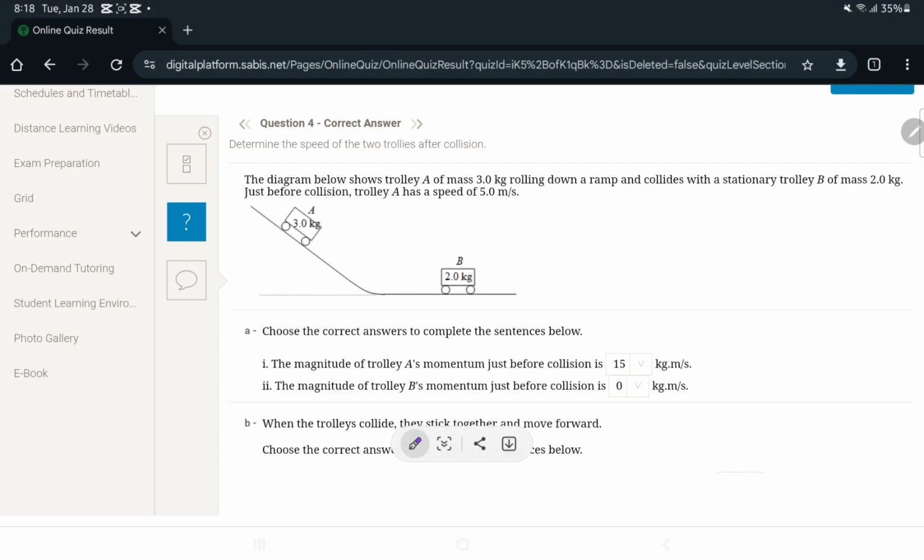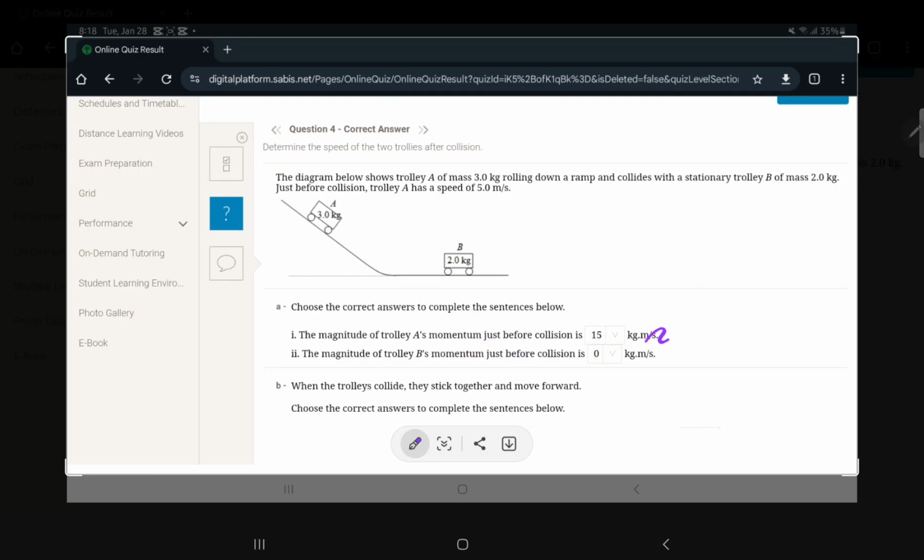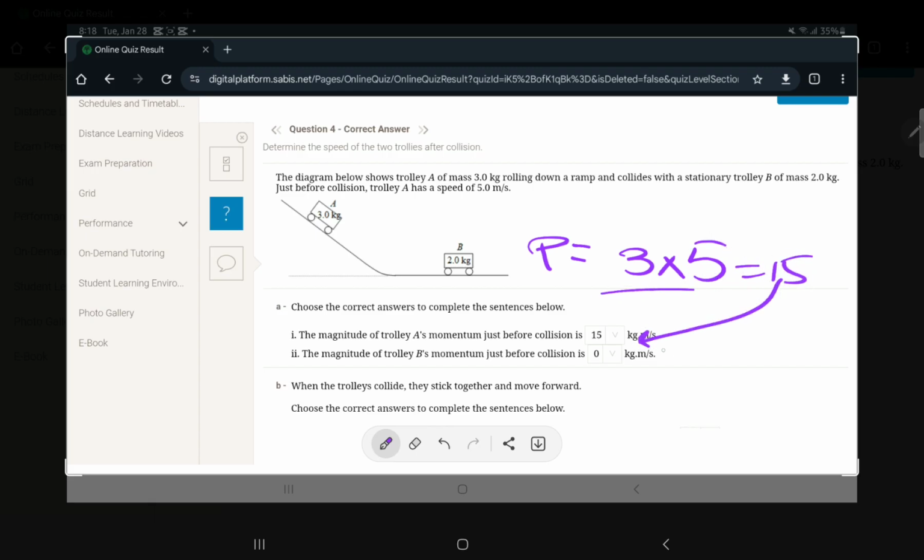The magnitude of trolley A's momentum before the collision. We have a system of two trolleys, 15 and 0. Okay. Momentum is equal to the mass times the velocity. What's the mass of trolley A? 3 times the velocity of trolley A is 5. 3 times 5 is going to be equal to 15.